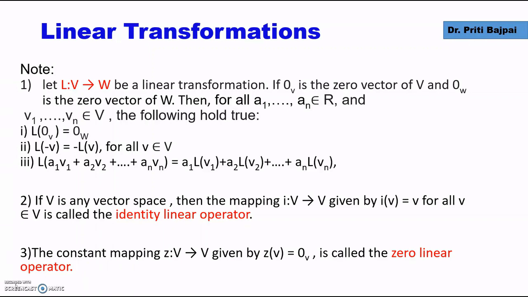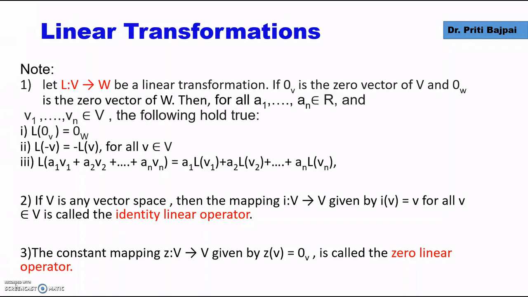L of 0_V should be equal to 0_W. Then, if we take L of minus v, the minus can always come out and it will be minus L of v. And the third property shows the linearity: L of a1v1 + a2v2 + ... + anvn is equal to a1 times L(v1) plus a2 times L(v2), etc.